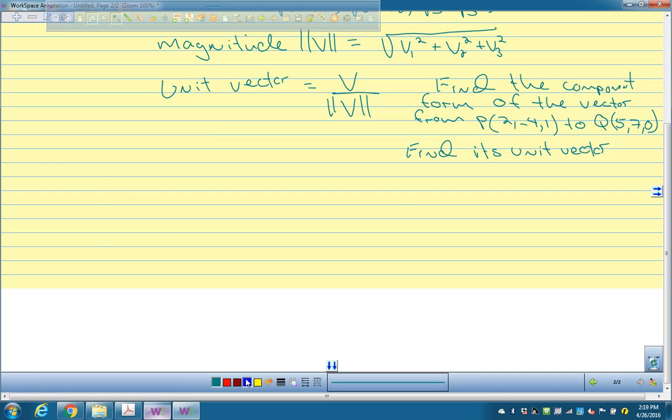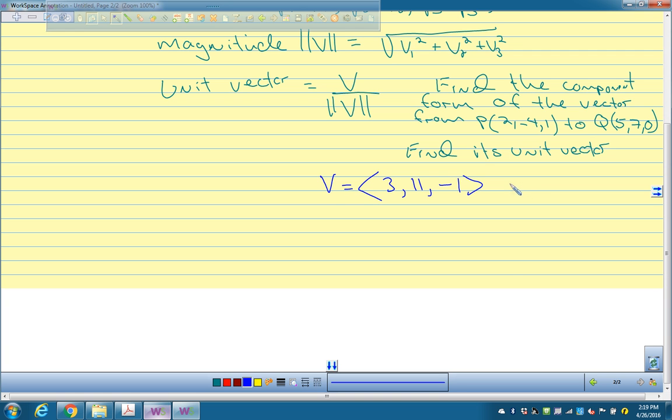So if I were doing this problem, let's call this vector B. Who can tell me what vector B is? Michael's going to tell me. Subtract Q minus P. 3, yes. 11, yes. You the man, okay? Very good. So this is the component form of the vector, so it's 3, 11, -1.